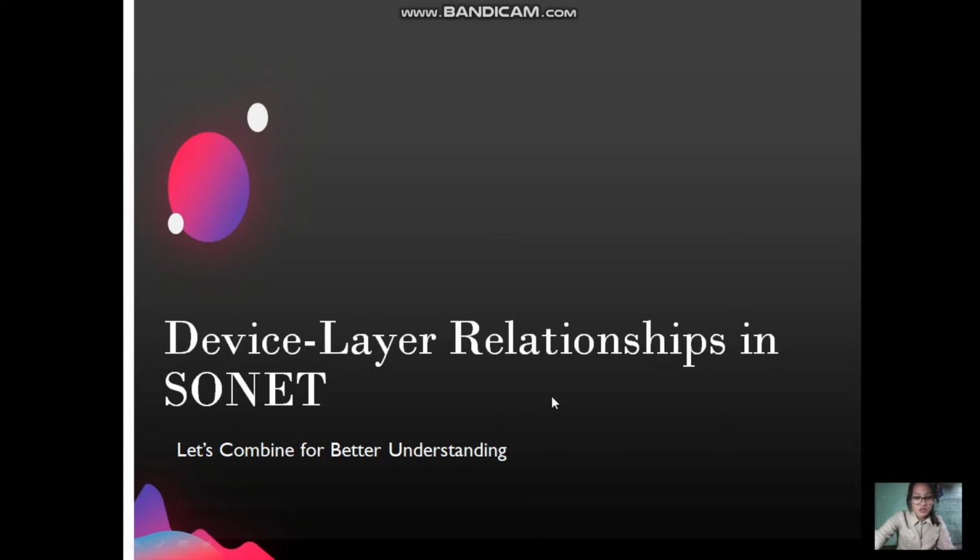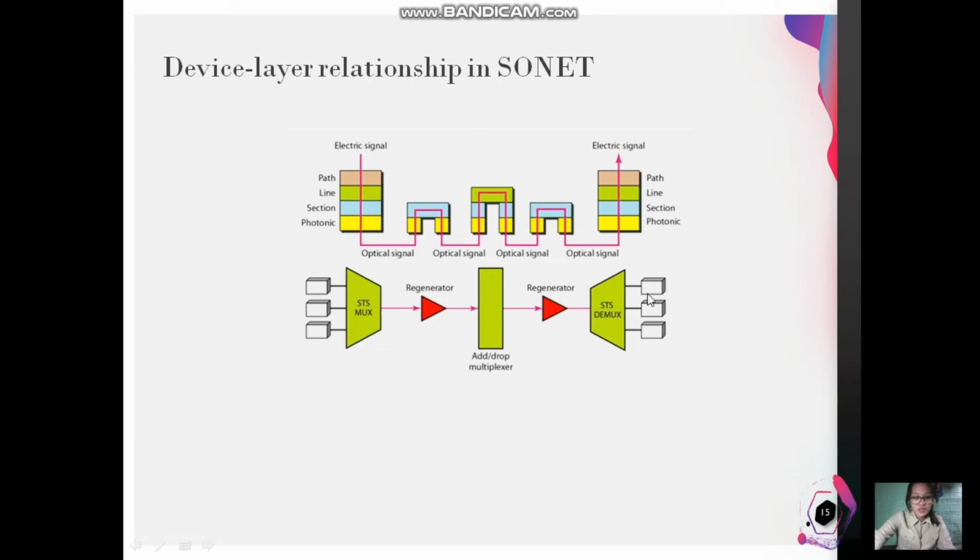Let's combine them for better understanding. This figure shows the relationship between the devices used in SONET transmission and the four layers of the standard. As you can see, an STS multiplexer is a 4-layer device, a drop multiplexer is a 3-layer device, and a regenerator is a 2-layer device.